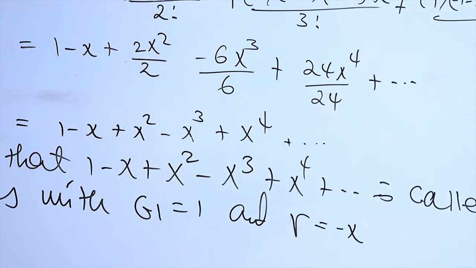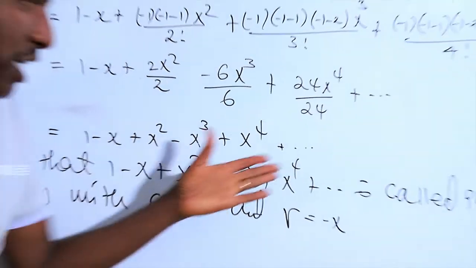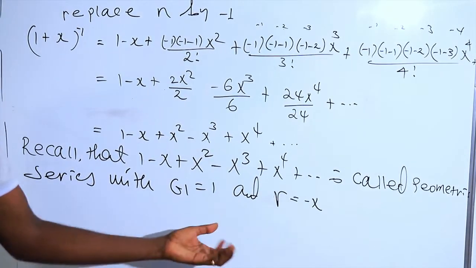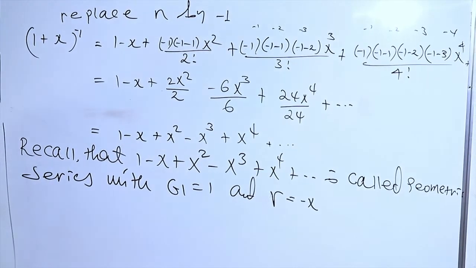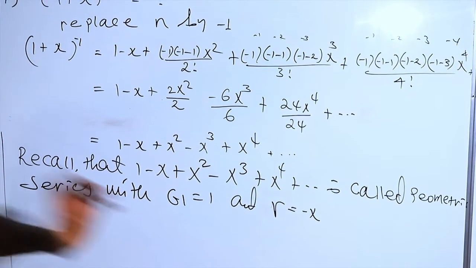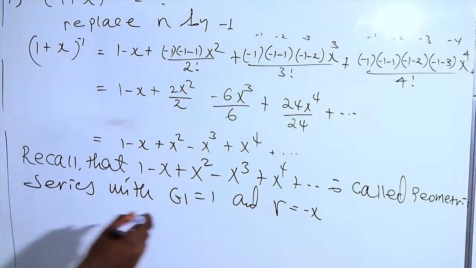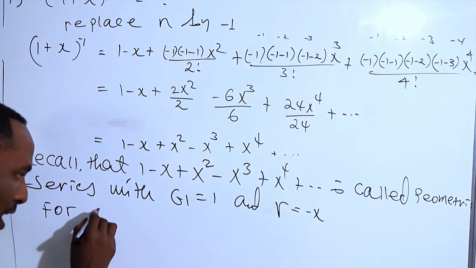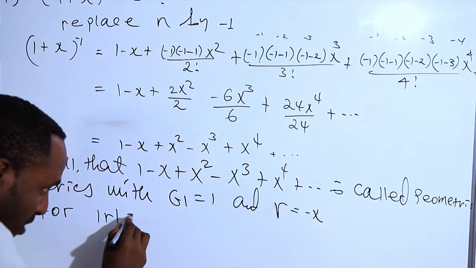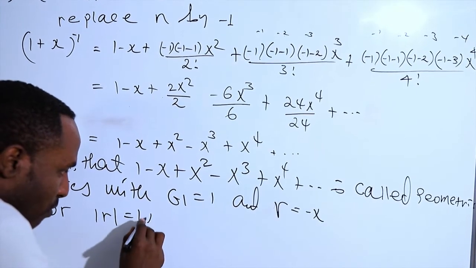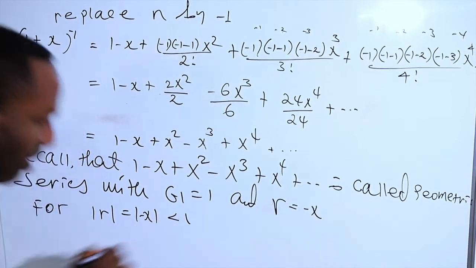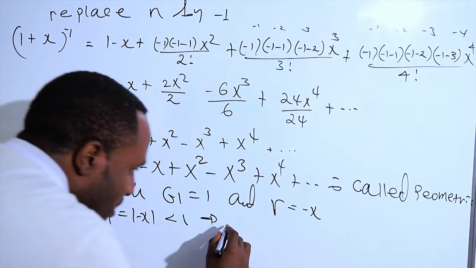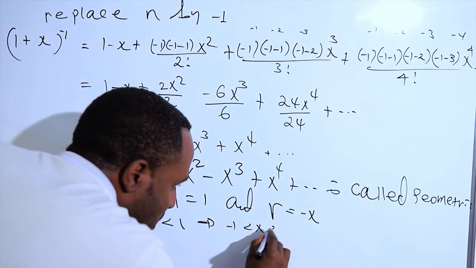And also you have to recall that the infinite geometric series converges when the absolute value of r is less than 1. So in this context the absolute value of minus x is less than 1, which means the value of x is between minus 1 and 1, minus 1 less than x less than 1.